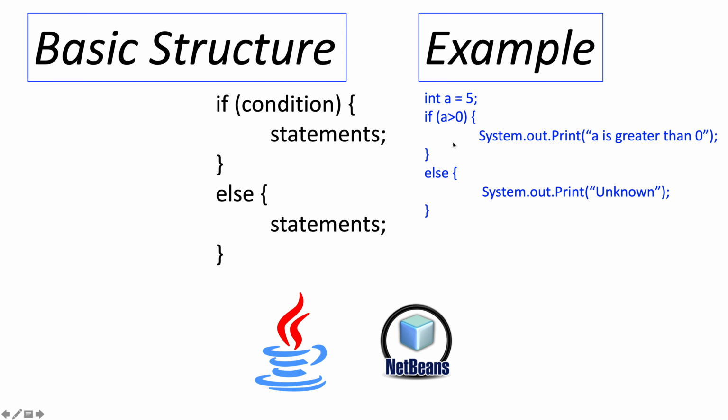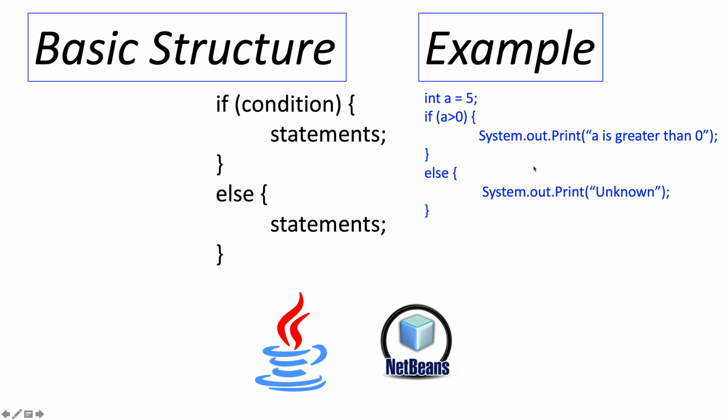If the condition a is greater than 0 becomes false, then what will happen? The program will enter the else and execute the statements written there. For this program, it will print unknown. So first of all, the program checks the condition, and if the condition is true or valid, it executes this part. Otherwise not. When it is false, it will never execute this; it will exit from here, go to the else section, and execute that part.